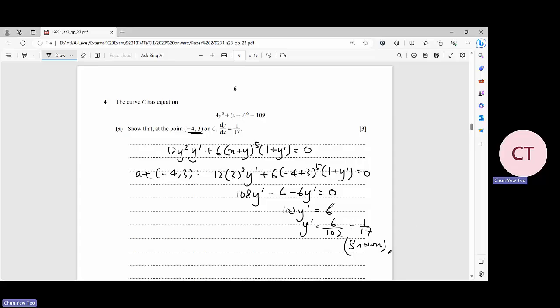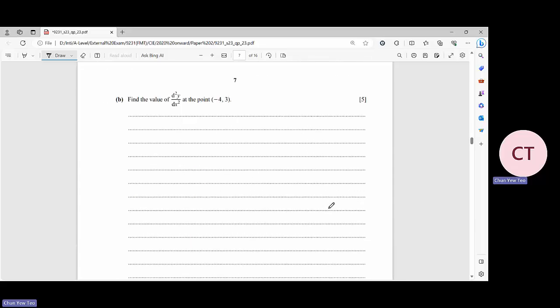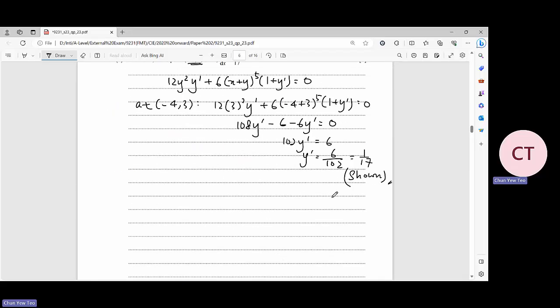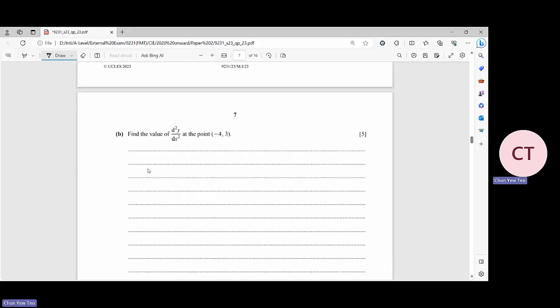Then now we move on to part B. For this question, we want to find the second derivative, d squared y over dx squared, at the point negative 4, 3. Okay, so in order to find the second order derivative, I need to copy this result. From here, I do the implicit differentiation again. So let me just copy down 12y squared y prime plus 6 of (x plus y) to the power of 5, 1 plus y prime equal to 0.